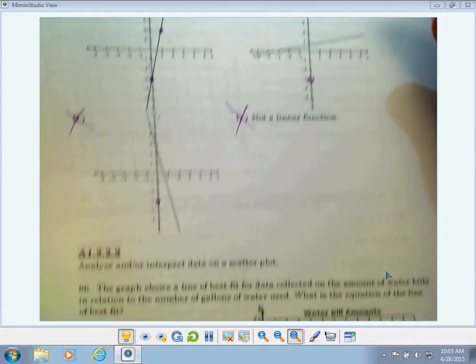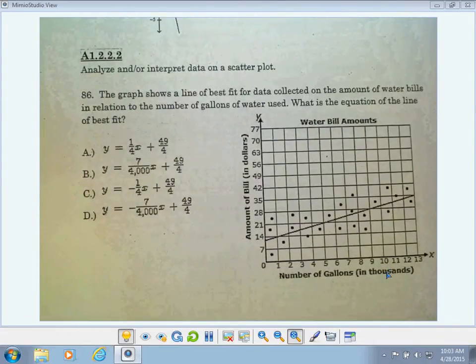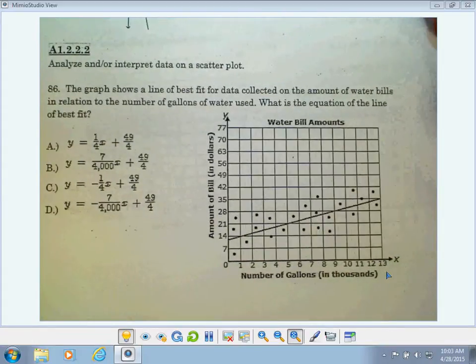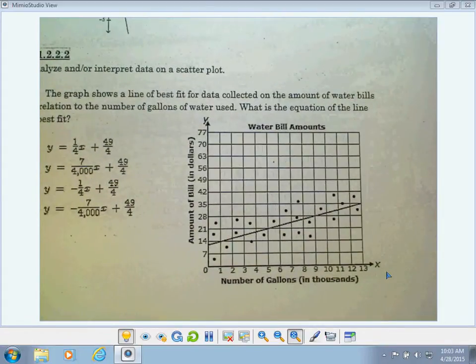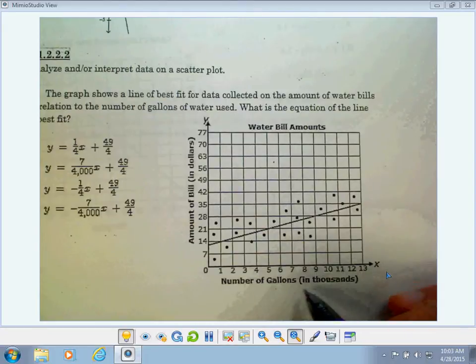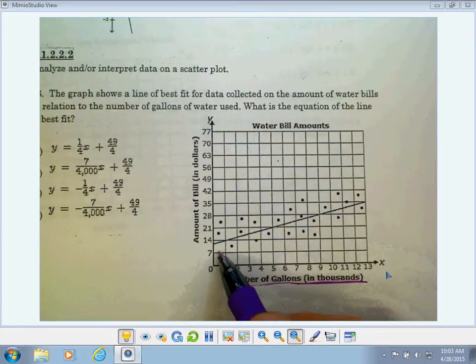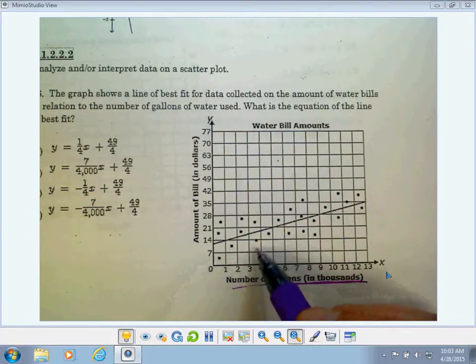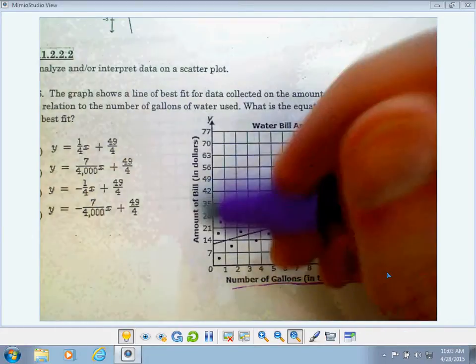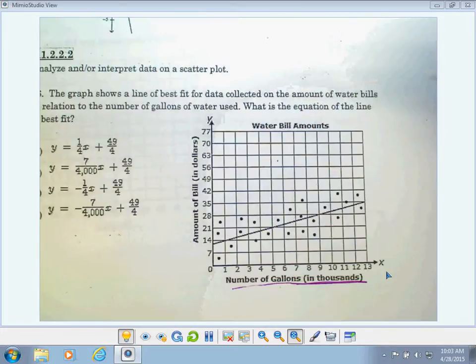Alright, let's move down to 86. This one's asking you to analyze and interpret data from a scatter plot. Lots of scatter plot stuff on the Keystone. It says the graph shows a line of best fit for the data collected on the amount of water bills in relation to the number of gallons of water used. What is the equation of the line of best fit? We want to watch out for stuff like number of gallons in thousands. So when we're counting, we're not counting over 1, we're counting over 1,000. The amount of bills in dollars, so we can just read these as they are.